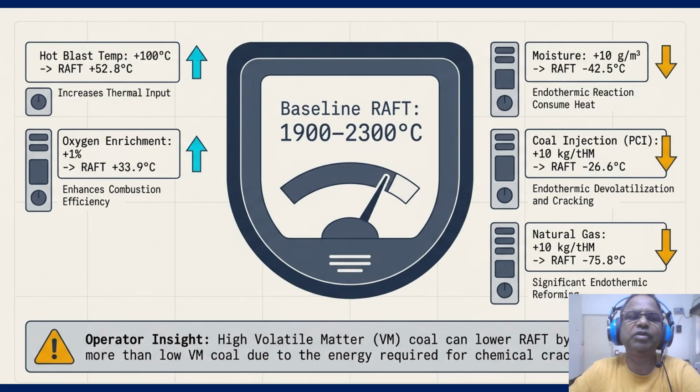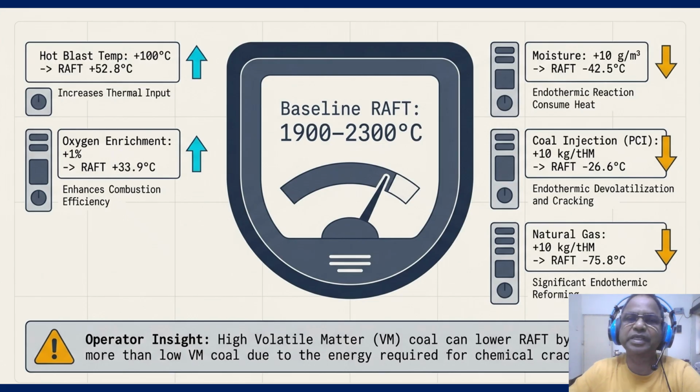As a mentor, I will tell you, watch your coal quality. High volatile matter coal can lower your flame by maybe 200 degrees more than low VM coal due to the energy required for the chemical cracking. If your flame is too low, you would not melt the slag. Too high, and you risk damaging the refractory. This thermal balance at the bottom dictates the gas pressure we feel at the top.